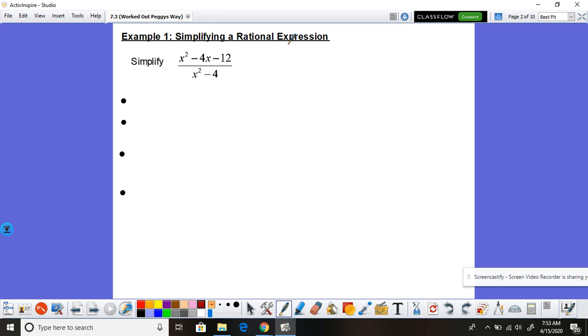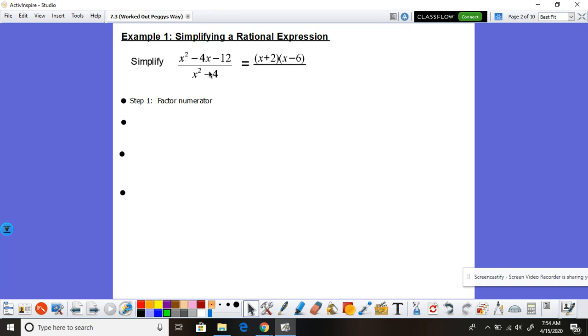So if we're simplifying just rational expressions, here's a fraction, here's a rational expression. The first thing we want to do is factor this. So we're going to factor the numerator first. And when we factor the numerator, x squared minus 4x minus 12 just becomes x plus 2 times x minus 6. Remember, we want two numbers that multiply to a times c that add to b.